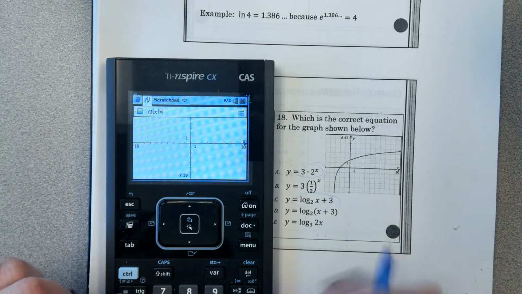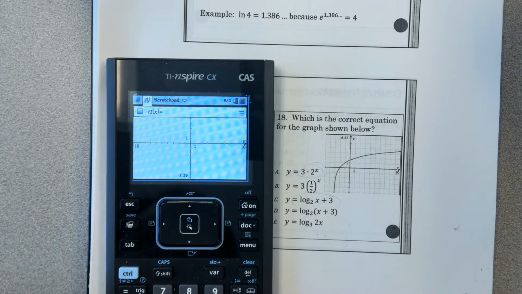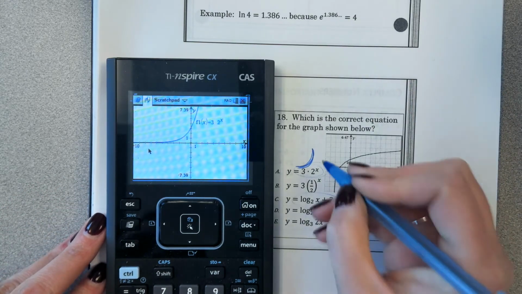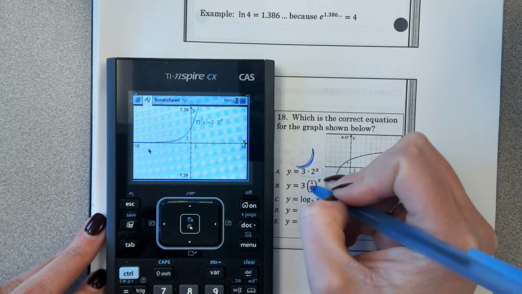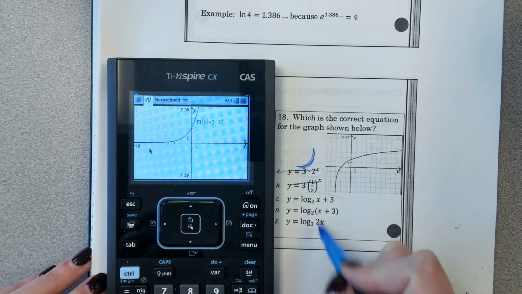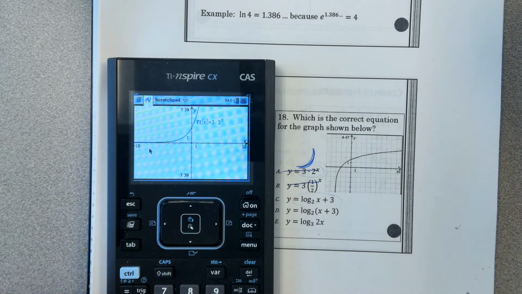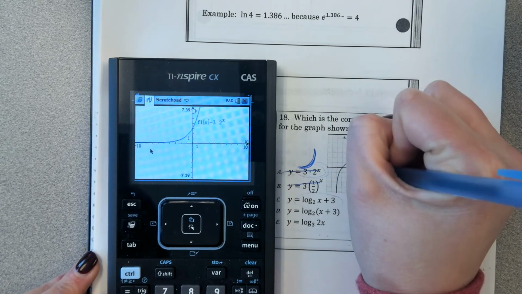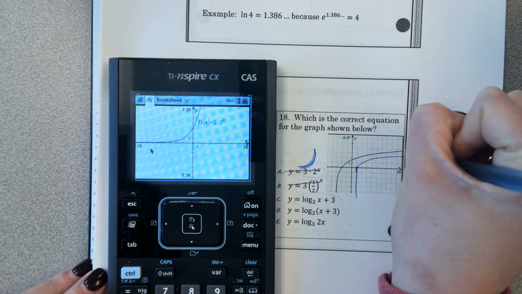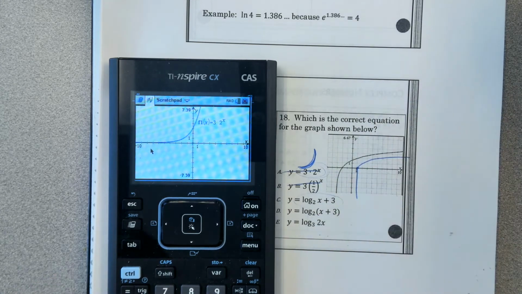So I'll just show you real quick. This exponential graph is 3 times 2 to the x power. If I hit enter, that tells me that my shape is like this, okay? That doesn't look anything like this, so we can eliminate a and b, because those are exponential. These are logs, and the tell about a log is always this shape, and normally it's at the point 1, 0. That's normally where it crosses the x-axis, okay?